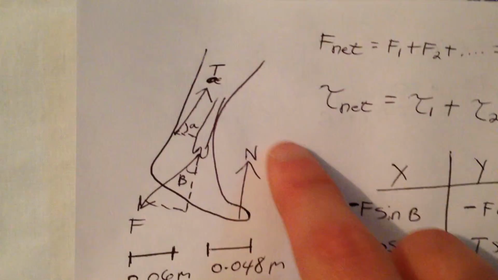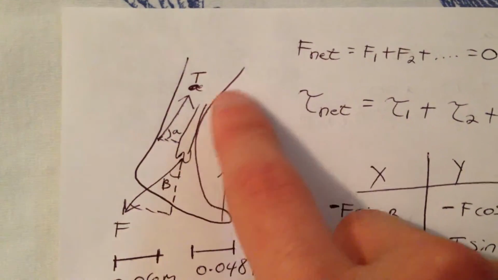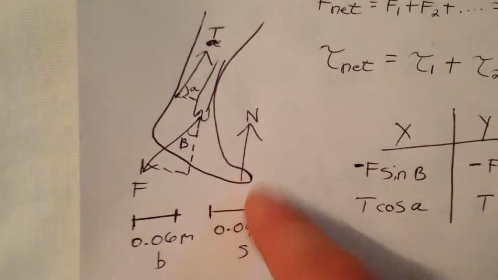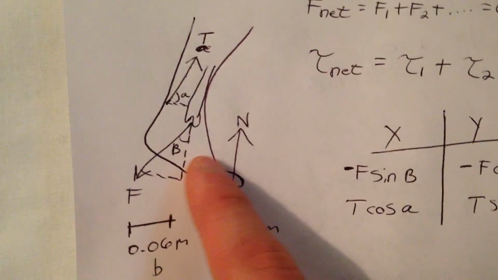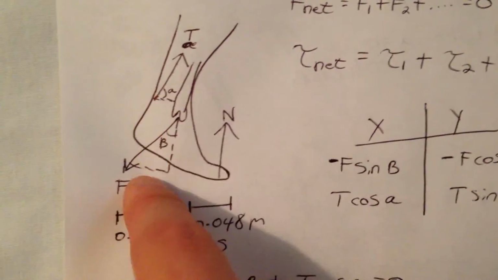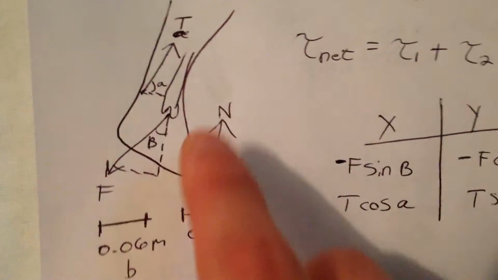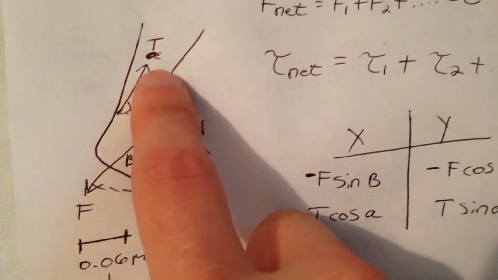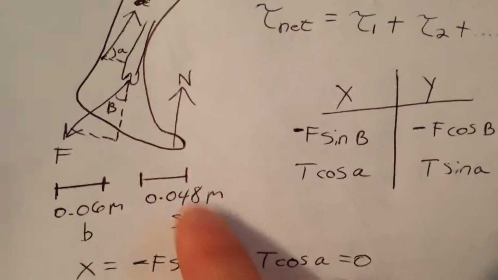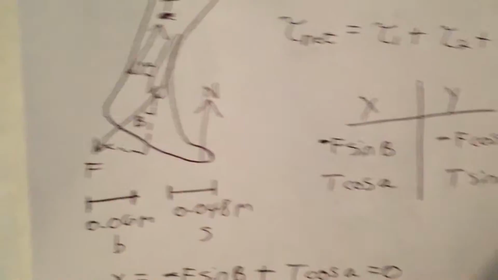Alright, so here's the tension right here. It's pulling up on the foot. Here's the normal force, same thing, up. And here's the force of the bone, and it's going downwards on the foot. Alright, so here's the angle in between this triangle. I tried my best to make it look like a right triangle. Alright, here's that angle as well.